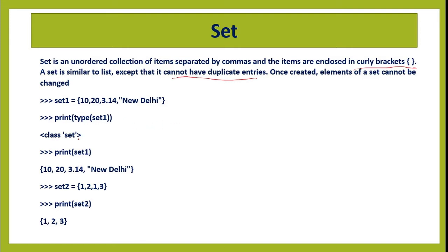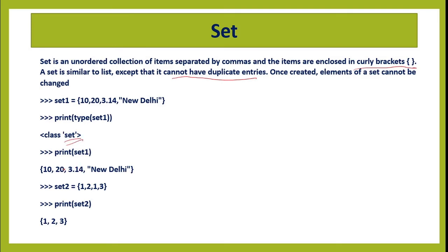See the examples here. Set1 is equal to 10, 20, 3.14, New Delhi. Then we type the command print of type of set1. Okay, so it will display the type of the variable. So that is set.